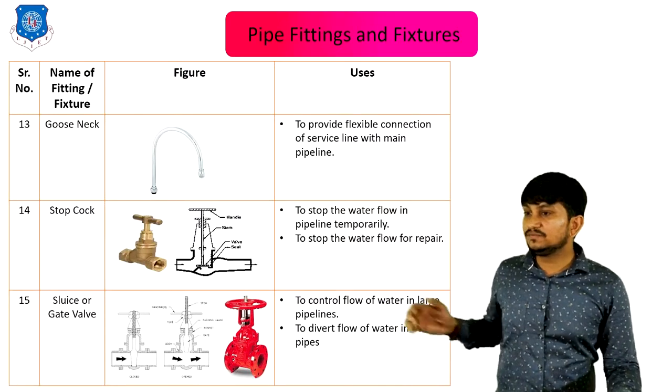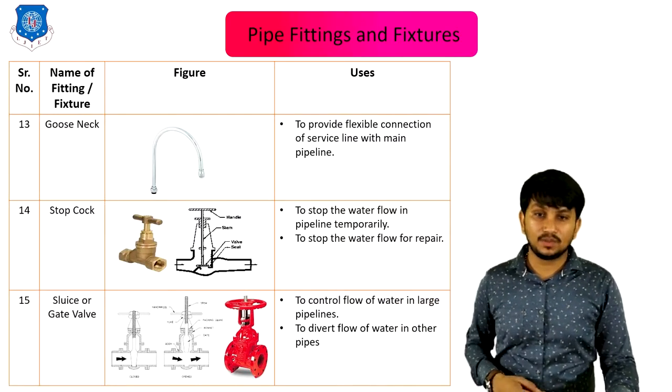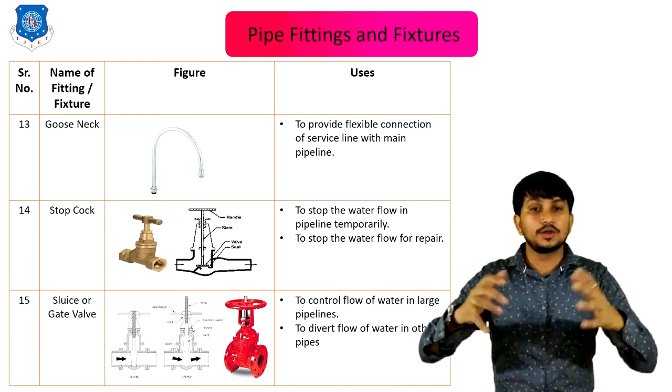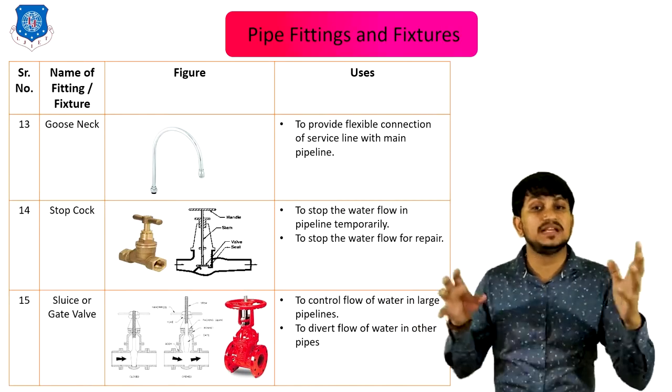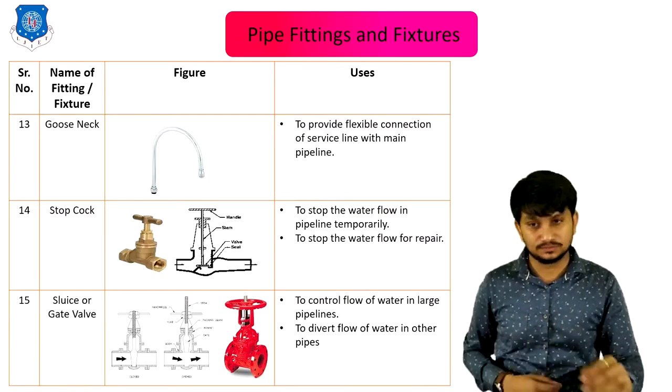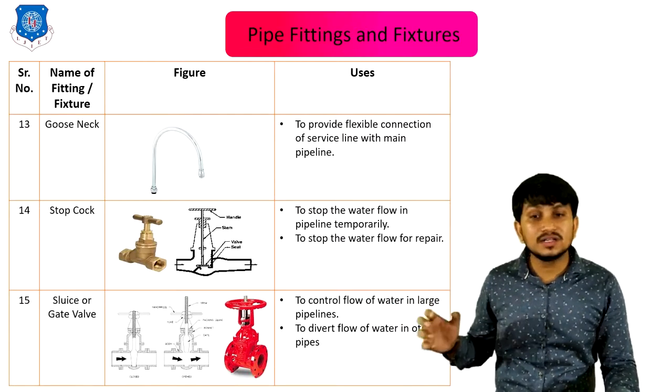15 is sluice or gate valve. This is one type of cock you can say. It is used to control flow of water in large pipelines. It is used to divert flow of water in other pipelines also. This is called as gate valve or sluice valve.